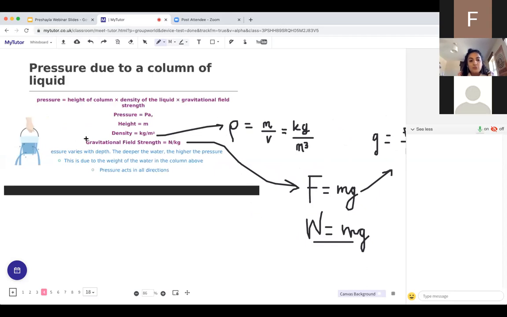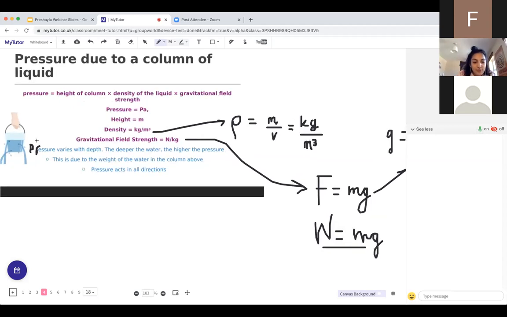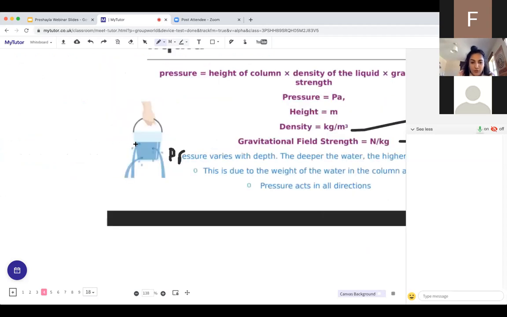Okay, so pressure varies with depth. If we have a deeper body of water, the pressure is going to be higher. Okay, so take a cup of water, the pressure at the top is much, much lower than the pressure at the bottom of the cup. The same in this bucket here. If I zoom in on this picture, at the top, there's not much pressure. At the bottom, there's a lot of pressure.